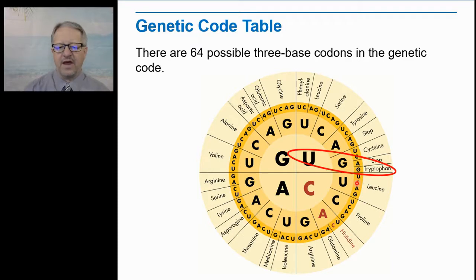Now, although the code table that we have here applies to most multicellular organisms, including animals and plants, there are some slight differences in the code as used by some of the microorganisms. Also, some of the mitochondria and chloroplasts use a slightly different code.